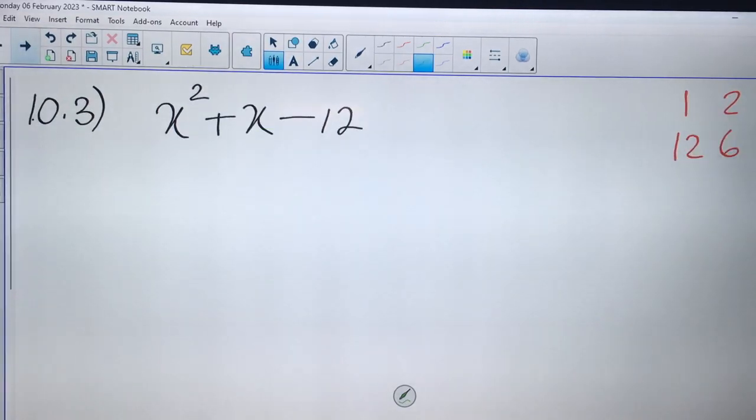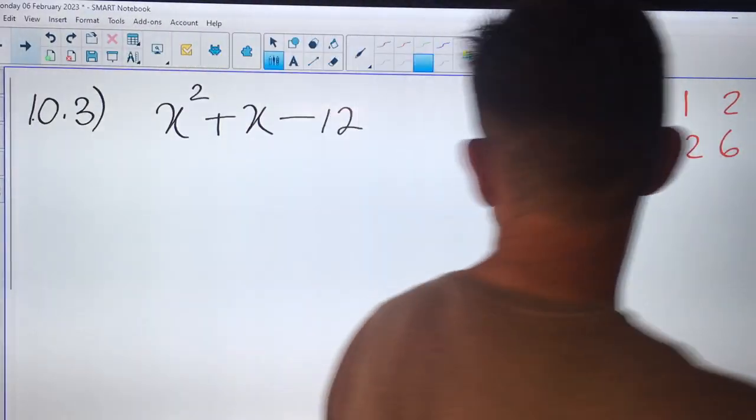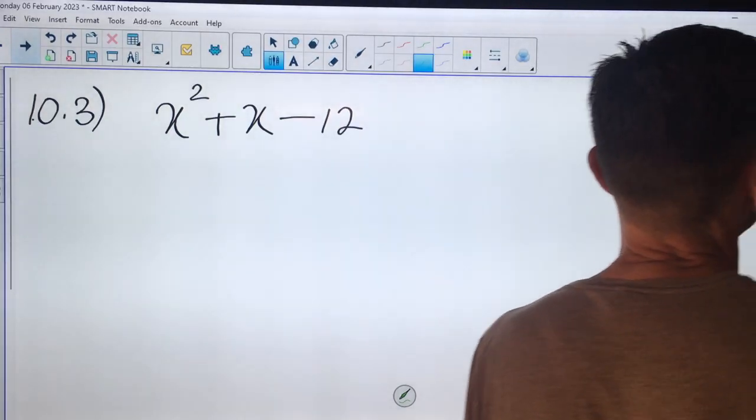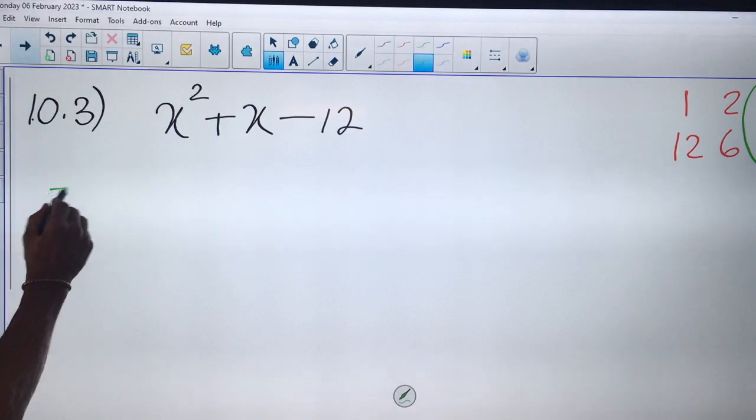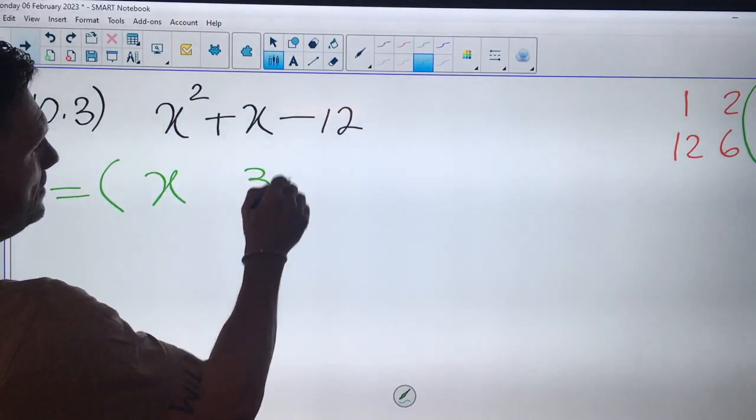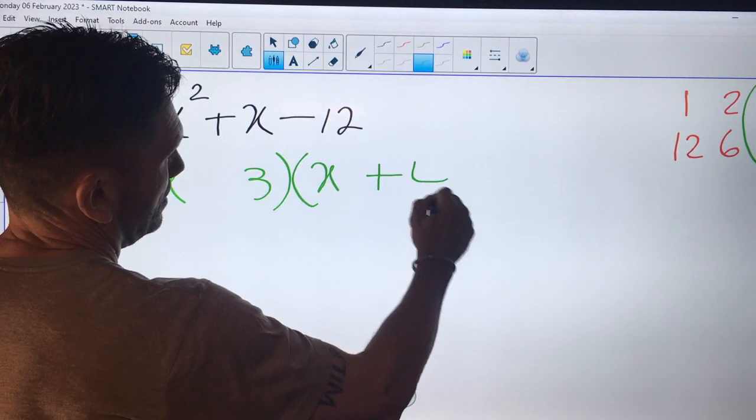Okay, sir. 10.2, same. Now we have to look at the difference of 1, and the only set that will give us a difference of 1 is again 3 and 4. So x 3, x 4.